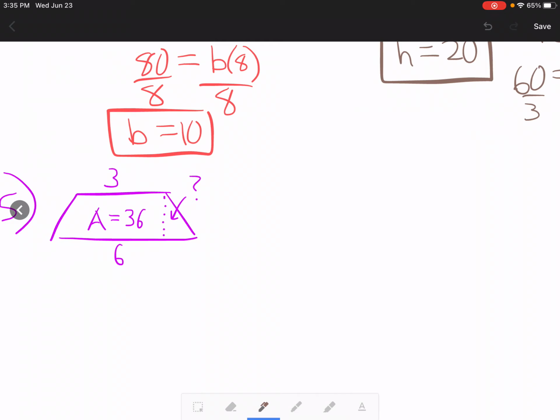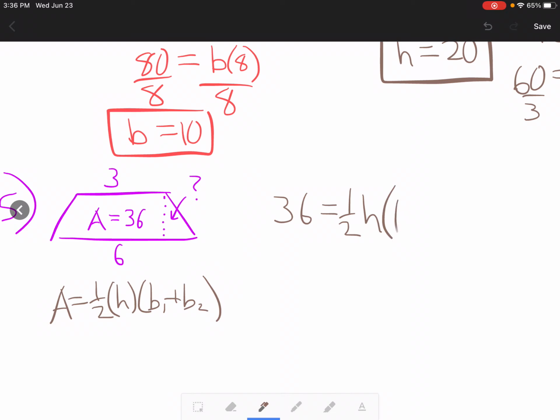Finally, let's look at a trapezoid. So area formula is equal to 1/2 times our height times b1 plus b2. So I'm going to plug in all this information. 36 is equal to, and then our unknown height, oops, forgot the 1/2. 1/2 times our unknown height times 6 plus 3. Now, I'm going to do the thing where I bump the 1/2 over by timesing both sides by 2. So I'm going to get 72 is equal to h times 9.